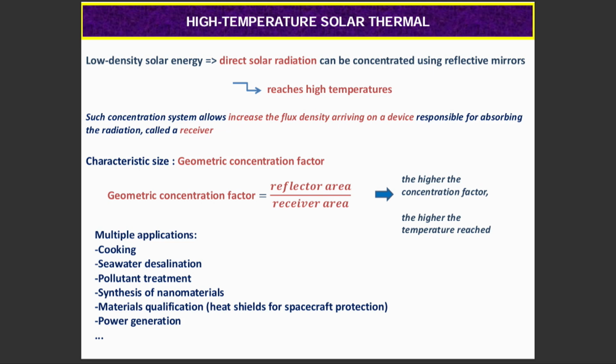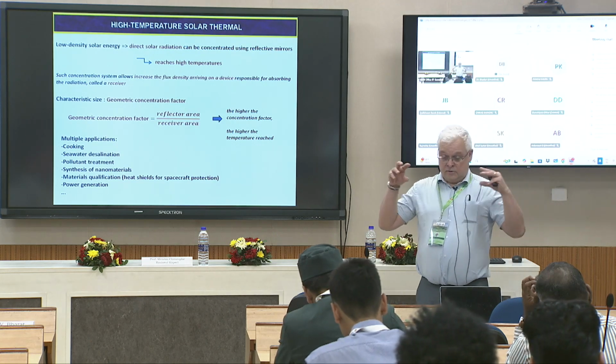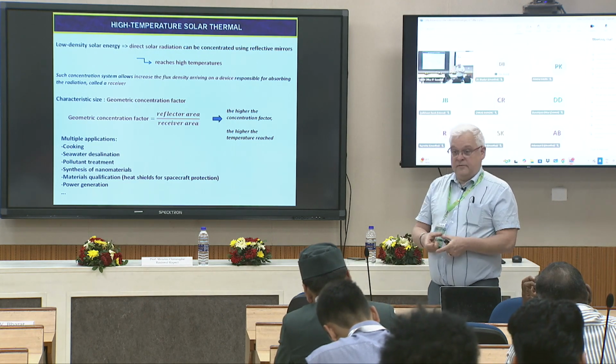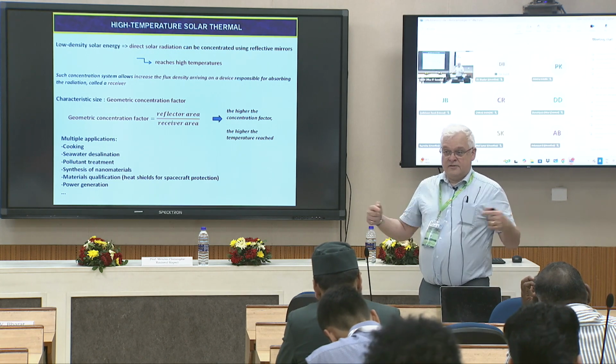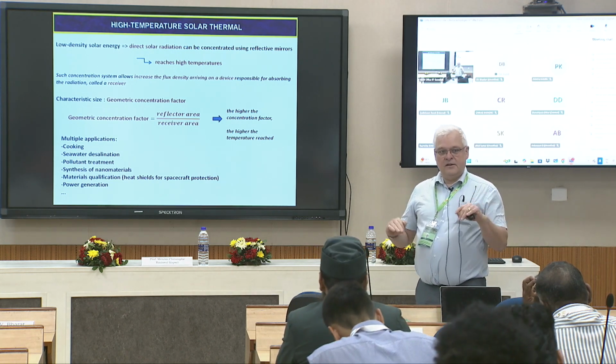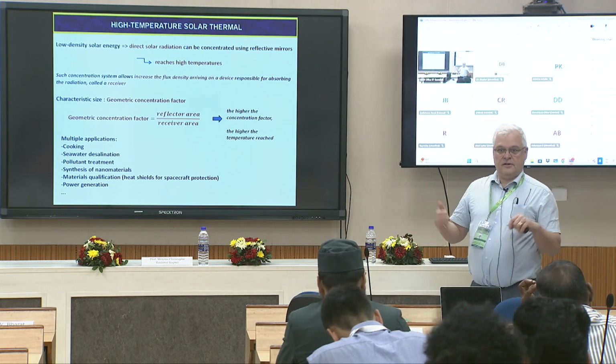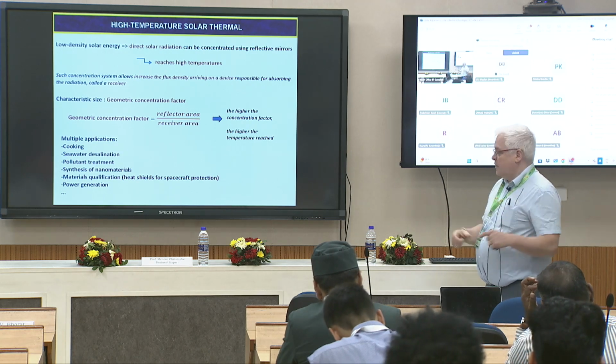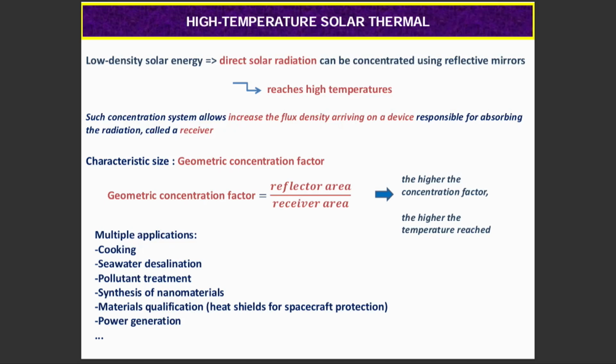Usually you have a huge reflector area and a small receiver area. If you have a lot of mirrors focusing on this receiver, each mirror is the equivalent, if it is very clean, of one sun. So you multiply the sun on the same area.